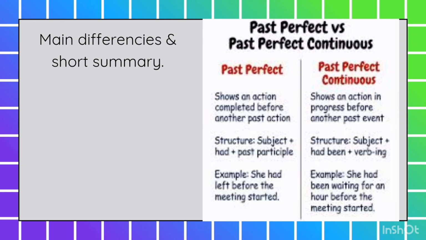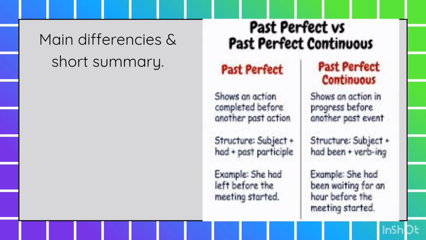Now let's summarize and see the differences between these two tenses. The past perfect simple shows an action completed before another past action, while the past perfect continuous shows an action in progress before another past event. The structure of the past perfect simple is the subject plus had plus the verb in past participle, while the structure of the past perfect continuous is the subject plus had been plus the verb in ing.